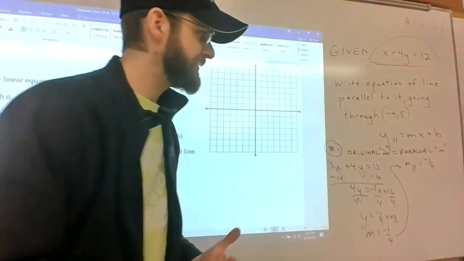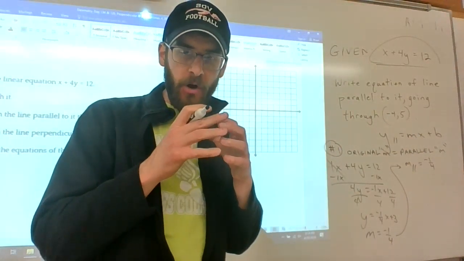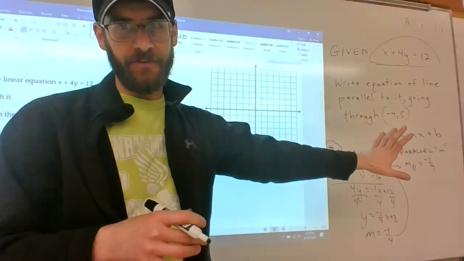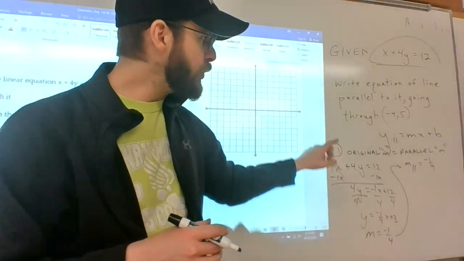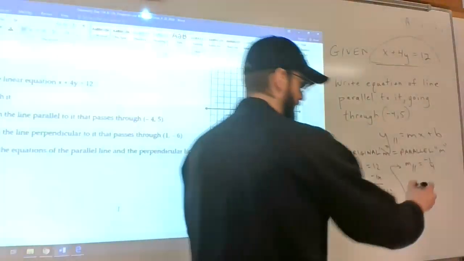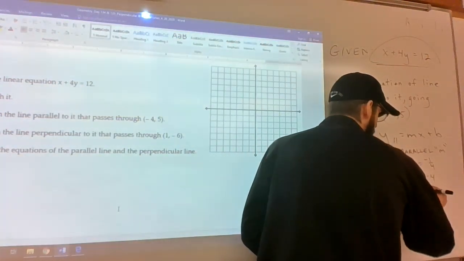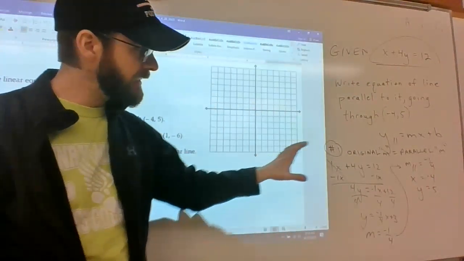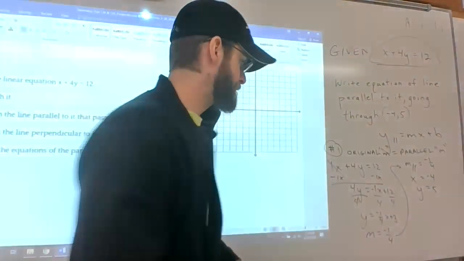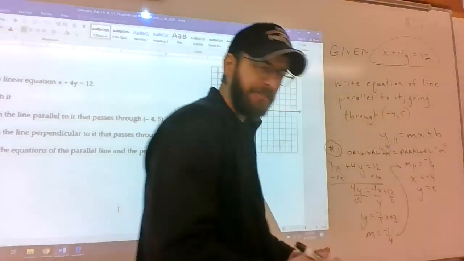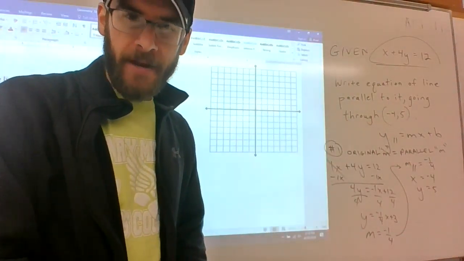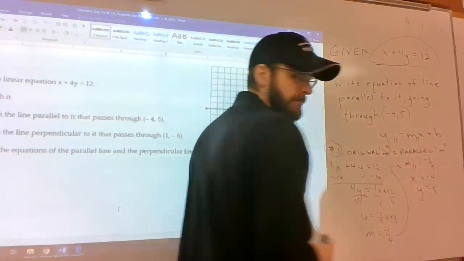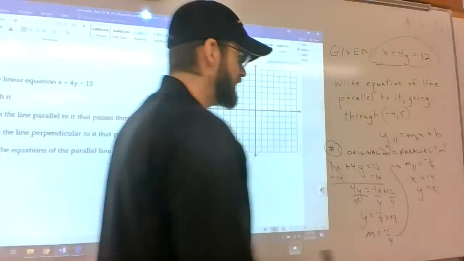All right, so this is where the walls come crumbling down. You've got the big piece of information. You've got the slope. You had a point, negative 4, 5. So x equals negative 4, y equals 5. Plug those into your template for the parallel line. And I guess if I'm using y parallel, I should indicate that it's also m parallel in there.